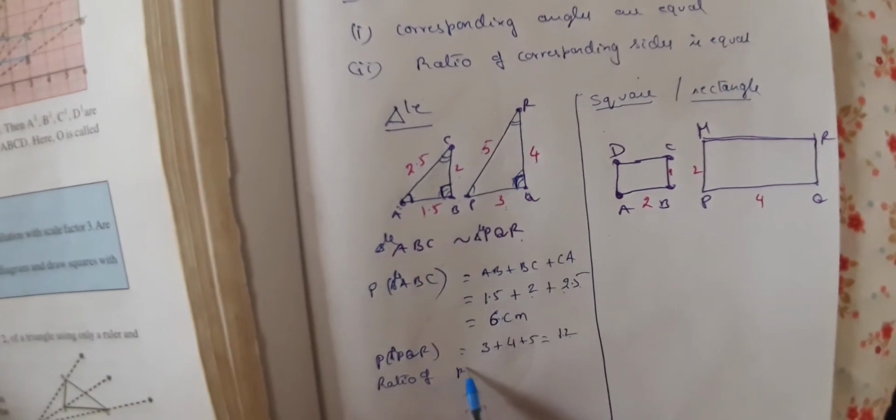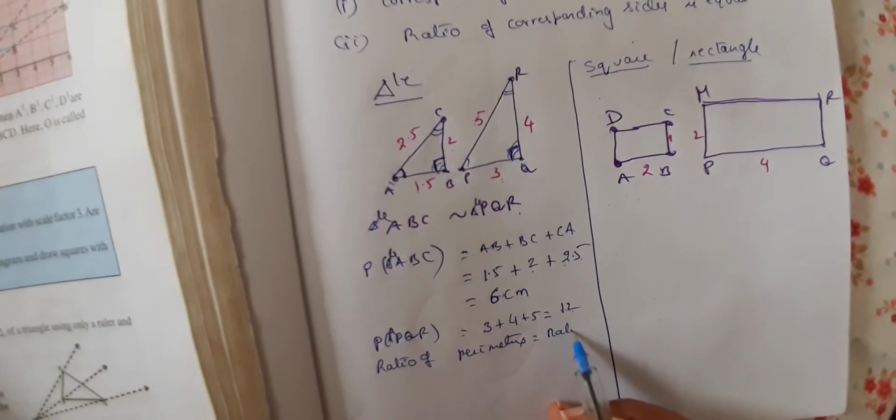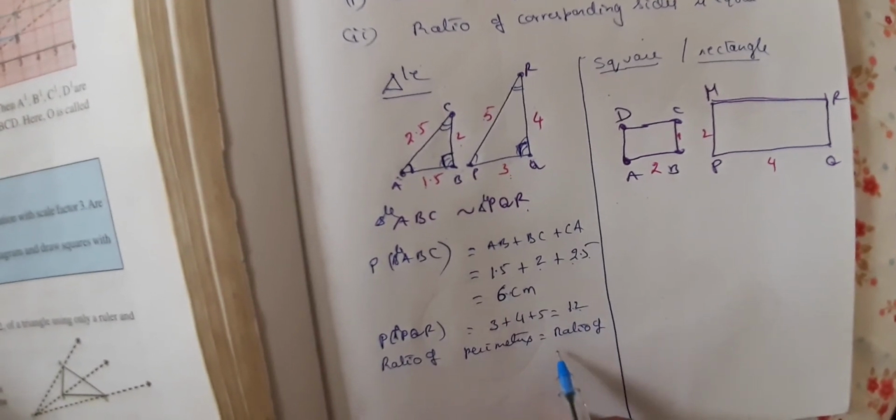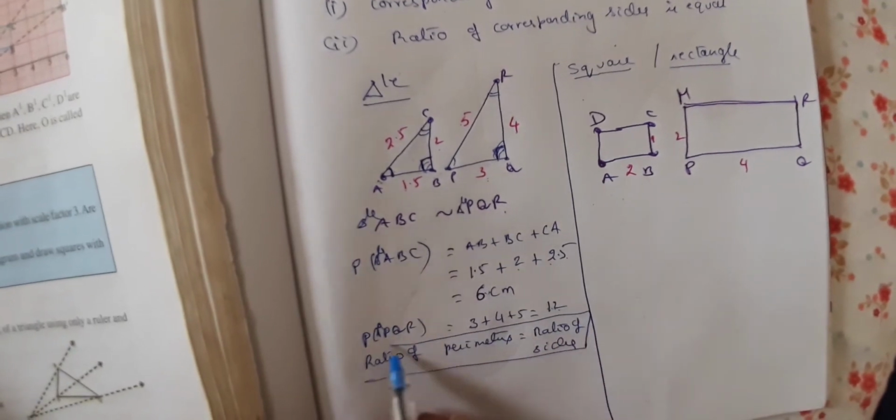Ratio of perimeters is equal to ratio of corresponding sides. Is it not? Fantastic relationship.